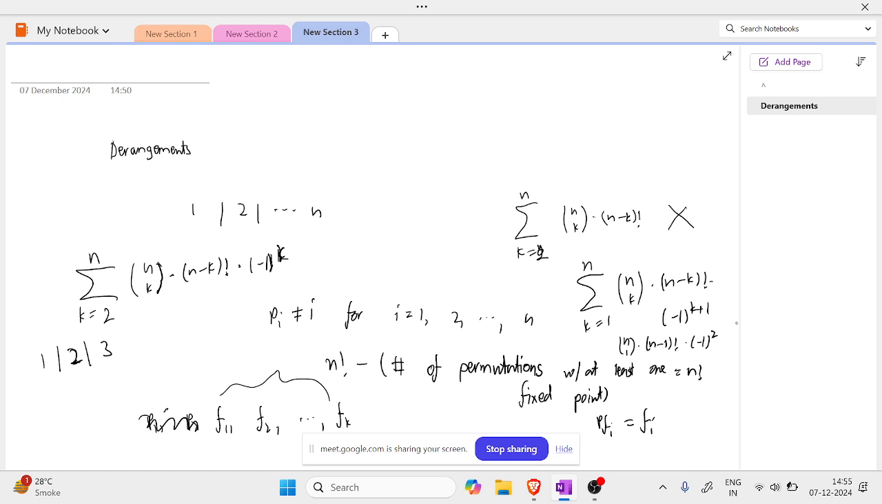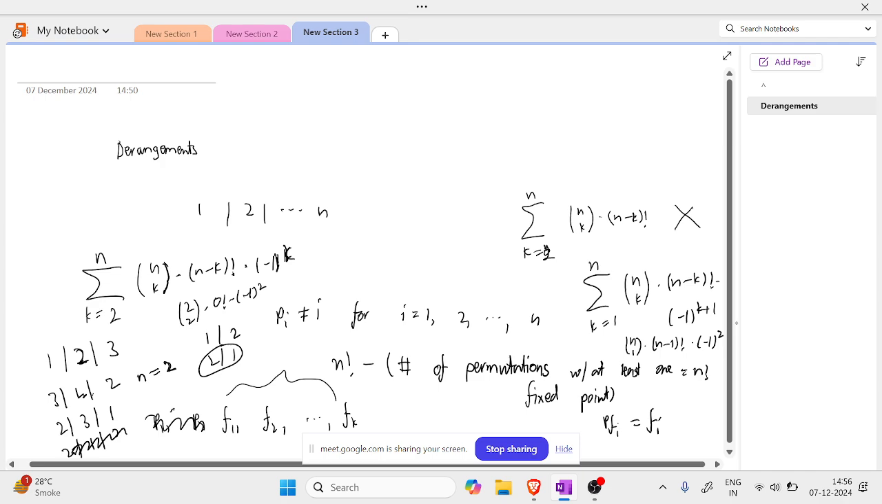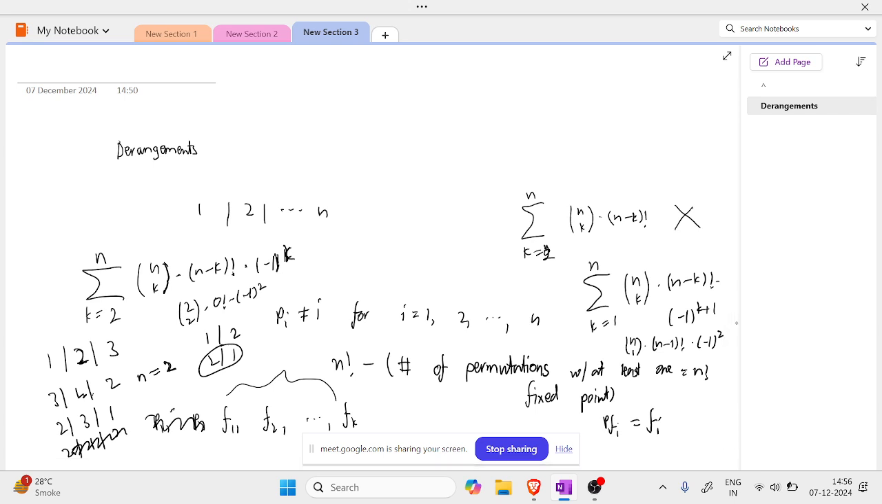Let's say for n equal to 2 we want to check. That is 1 2, and there is exactly one derangement, because there are only two permutations and only one of them is a derangement, and it seems correct for n equals 2. For n equals 3, there are going to be 2 3 1 and 2 1 3... okay, there will only be two derangements in this case as well.